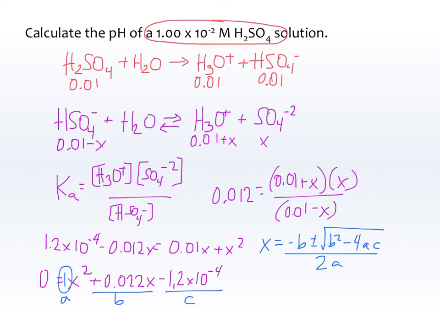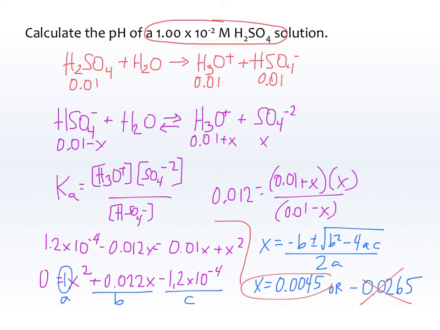And I end up with, please pause now and check to make sure you're going to get the same math as I do, and I end up with x is equal to 0.0045 or negative 0.0265. A negative number will not work, so this is my x. So if that's my x, I'm still looking for pH, so I'm going to take that x and add it into my H plus because the x is not negligible.